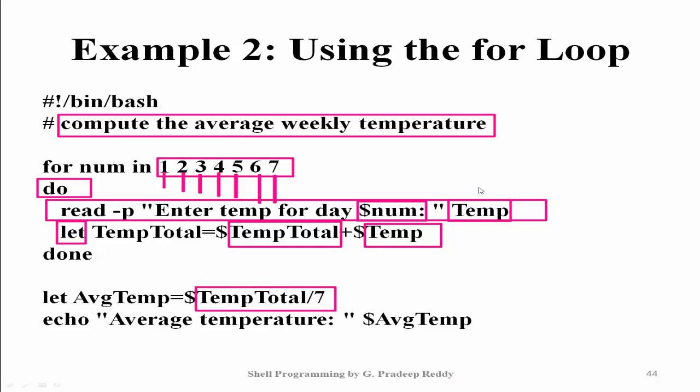It means whatever the temperature value, for example, a user has entered 98.4, for example 33 degrees centigrade, it is going to take the temperature and define the temperature total plus temp, so that it is going to declare the temperature total divided by 7, so that it is going to print the average temperature.